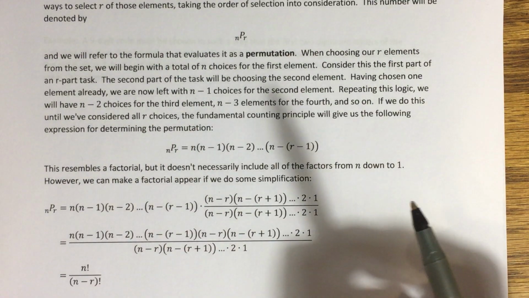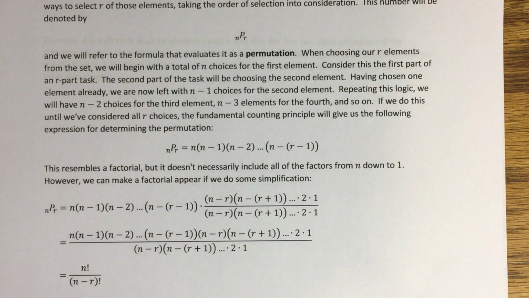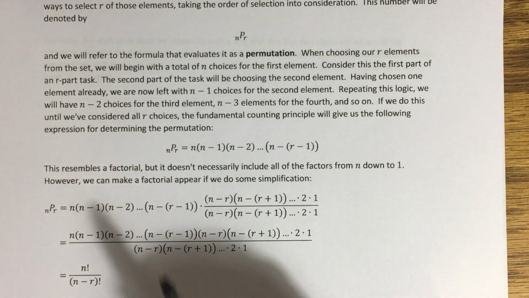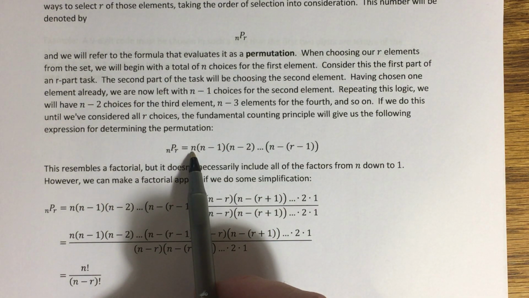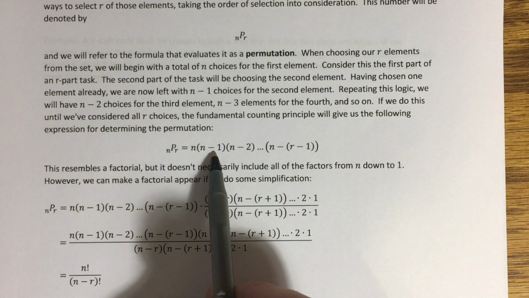So the fundamental counting principle says we're going to multiply some stuff. N choices for that first element. Once I've chosen that first element, I don't get to use it again. So I have 1 less to choose from in my second selection.